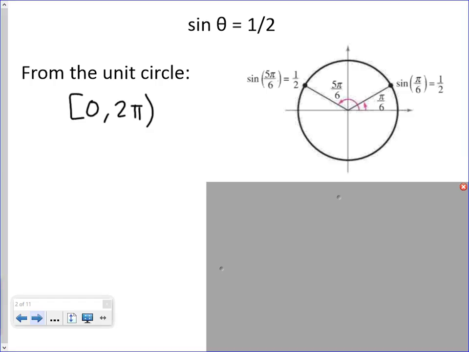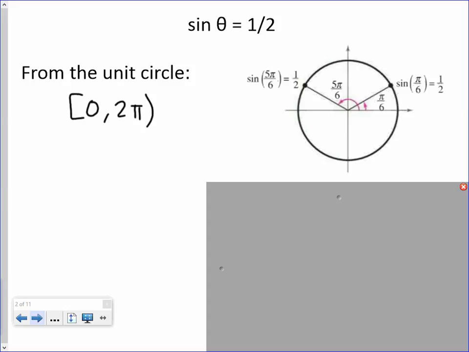Remember that on the unit circle, sine is equal to the y-coordinate. So we're thinking about those ordered pairs as we go around the unit circle. Where is the y-coordinate equal to 1/2? That would occur in quadrant 1 and quadrant 2, okay, where the y value is positive. So the pi over 6 and the 5 pi over 6. We'd have two answers.